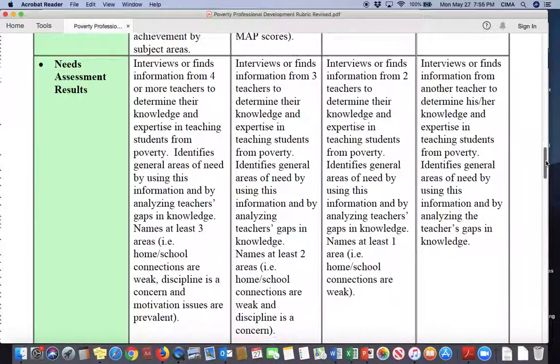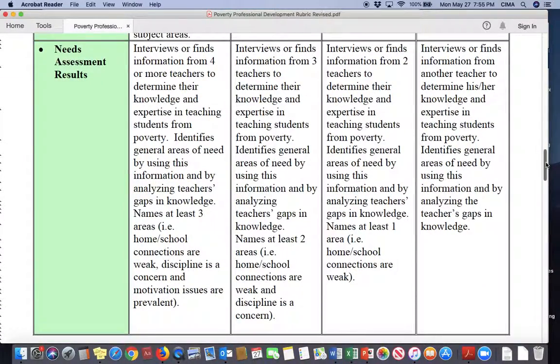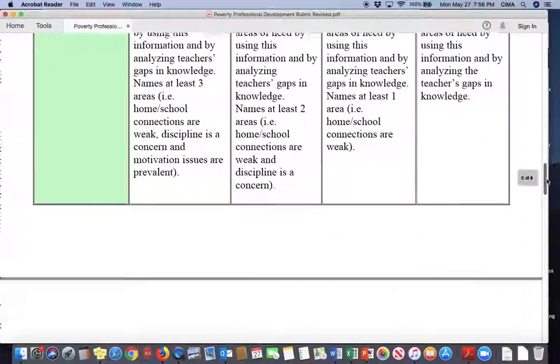Then this is where it might be a little bit different in the summer. I'd like you to look at other teachers and what they think and know about educating students in poverty. If you have trouble finding those other teachers because it is summer, just let me know and we'll work that out. But then name at least 3 areas where it's a concern about educating students in poverty. So I've given examples there. Home-school connections are weak, discipline is a concern, and motivation issues are prevalent. So those are just 3 examples of what you might find out.